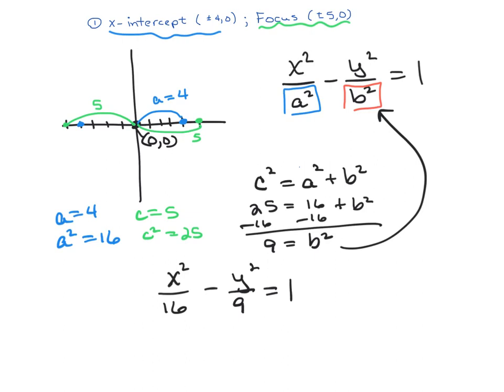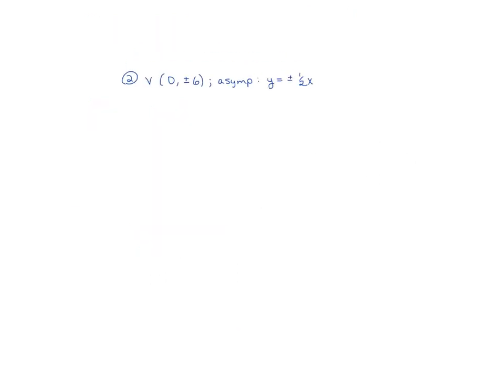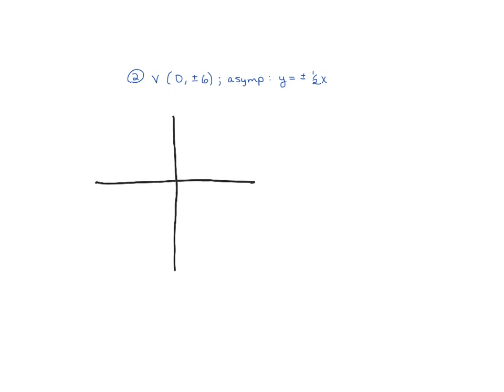I'm going to try another. It still has the center at 0, 0. Again, this time they gave me the vertices, and they also gave me an asymptote. So let me go ahead and graph the vertices. So my vertices are going to be at positive 6 and negative 6. So 1, 2, 3, 4, 5, 6. 1, 2, 3, 4, 5, 6. And it's the ordered pairs 0, 6 and 0, negative 6. Actually, these are vertices, so I'm going to do them in blue.